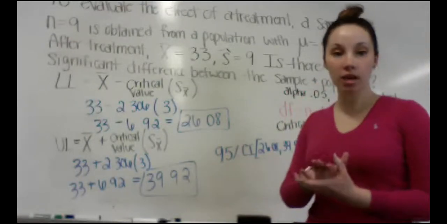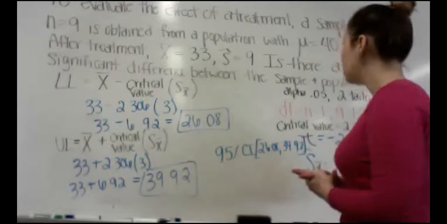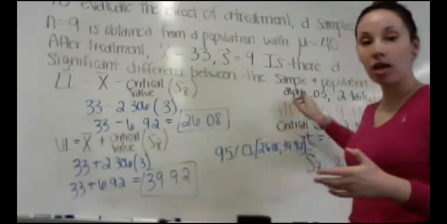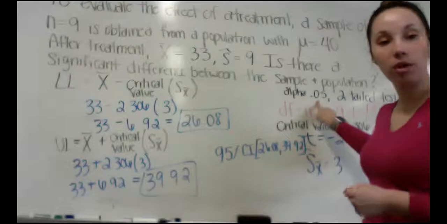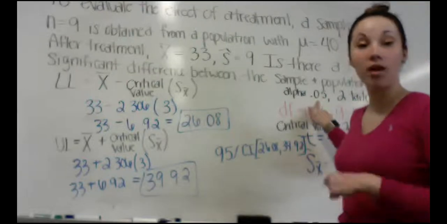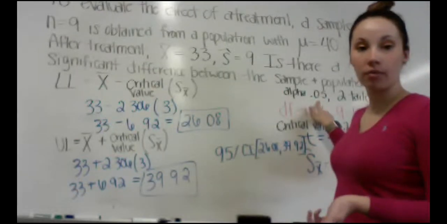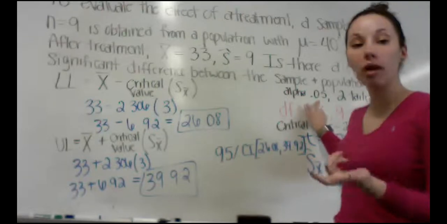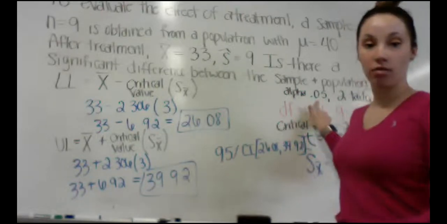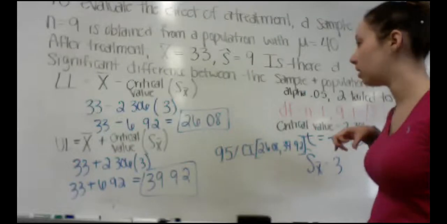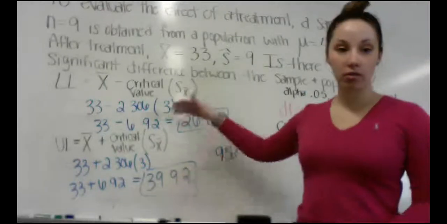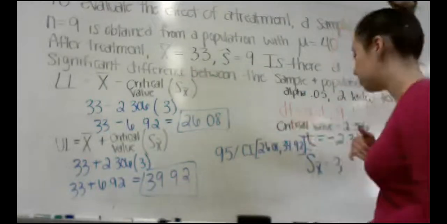The reason that it's a 95% confidence interval and not 99% is because we have an alpha level of 0.05. When you have an alpha level of 0.05, we have a 95% confidence interval. If you have an alpha level of 0.01, you have a 99% confidence interval. So this is how you do confidence intervals for a single sample t-test.